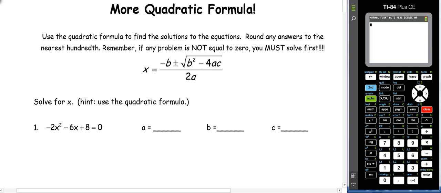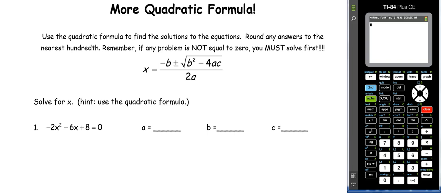This video is about using the quadratic formula to solve. So remember, we're going to use the quadratic formula to find the solutions of equations. All rounding must be done to the nearest hundredth, which remember is 2 decimal places. And remember that any problem is not equal to 0, you have to solve for it first.